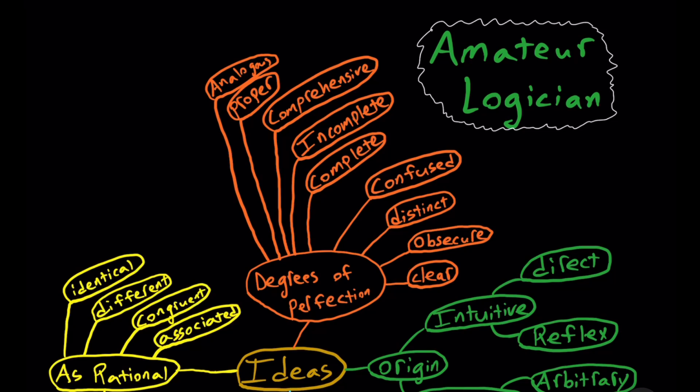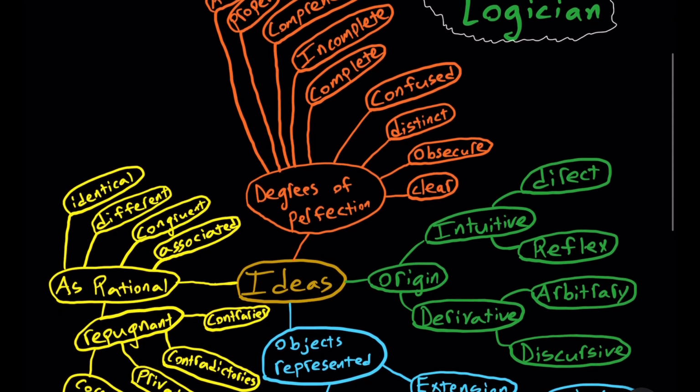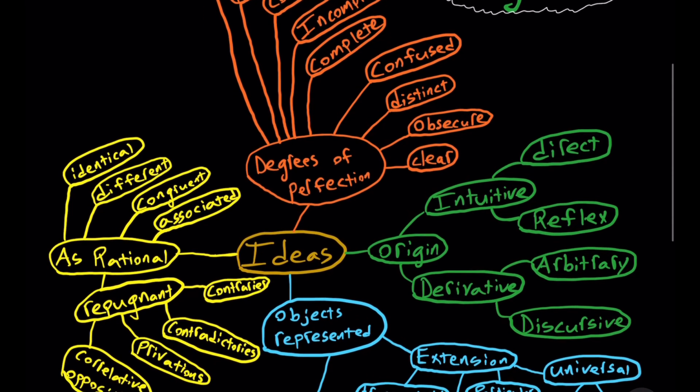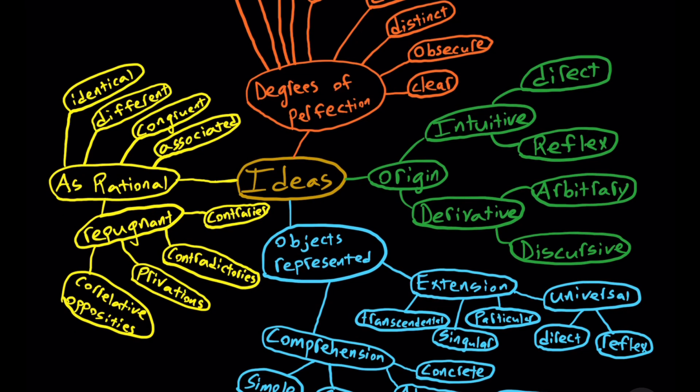Together, let's think about logically classifying ideas. Logic is a science that governs reasoning. Our thinking is intentional. There is, so to speak, an aboutness to it. We're going to think about ideas in terms of their origin, the objects represented by ideas. We can think about ideas as relating to each other, as relational. We can also think about the degrees of perfection of an idea. We can have an idea that we hold in our mind in a more or less clear or obscure manner, and so on and so forth.